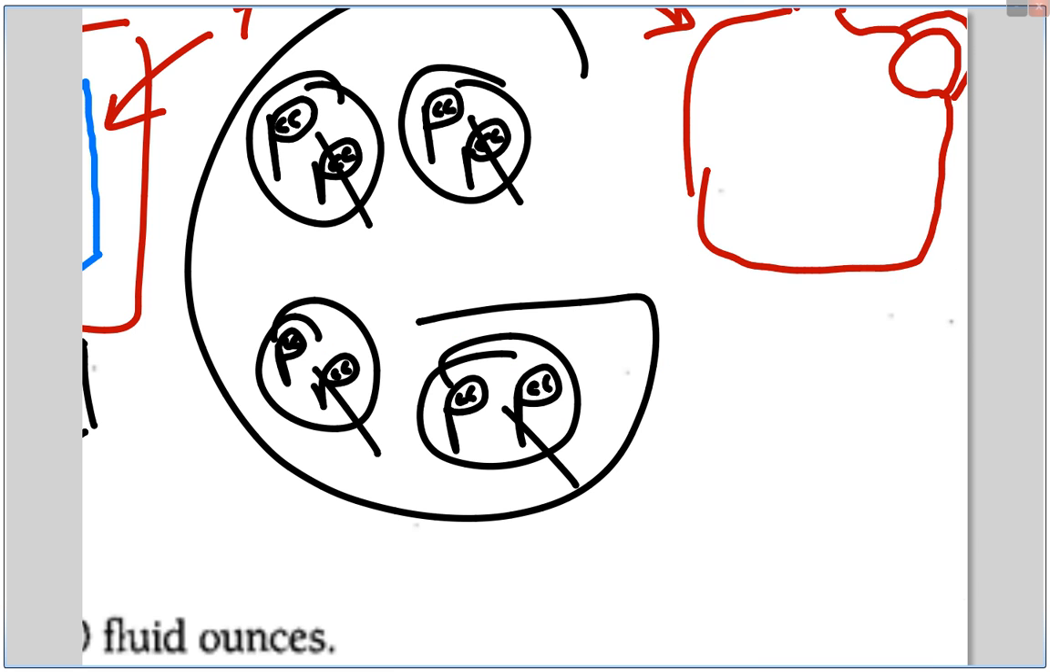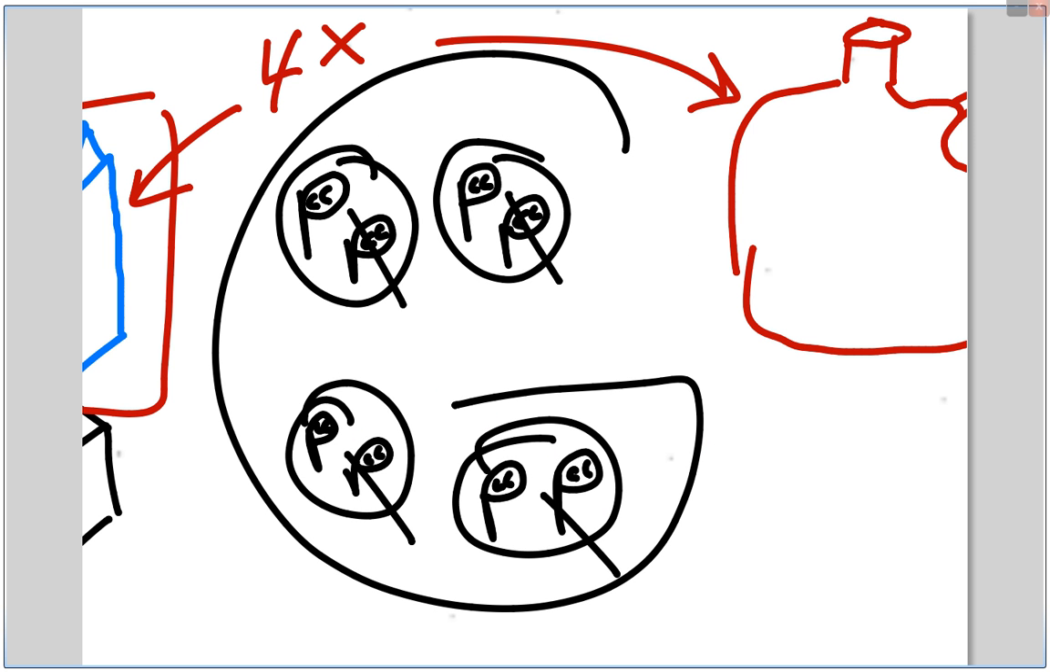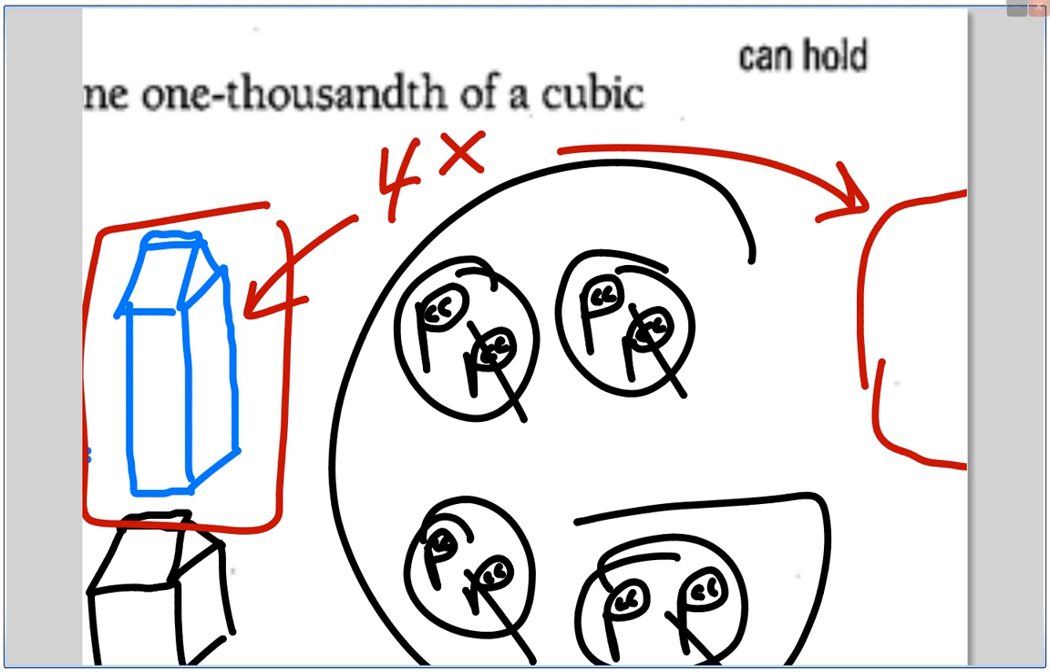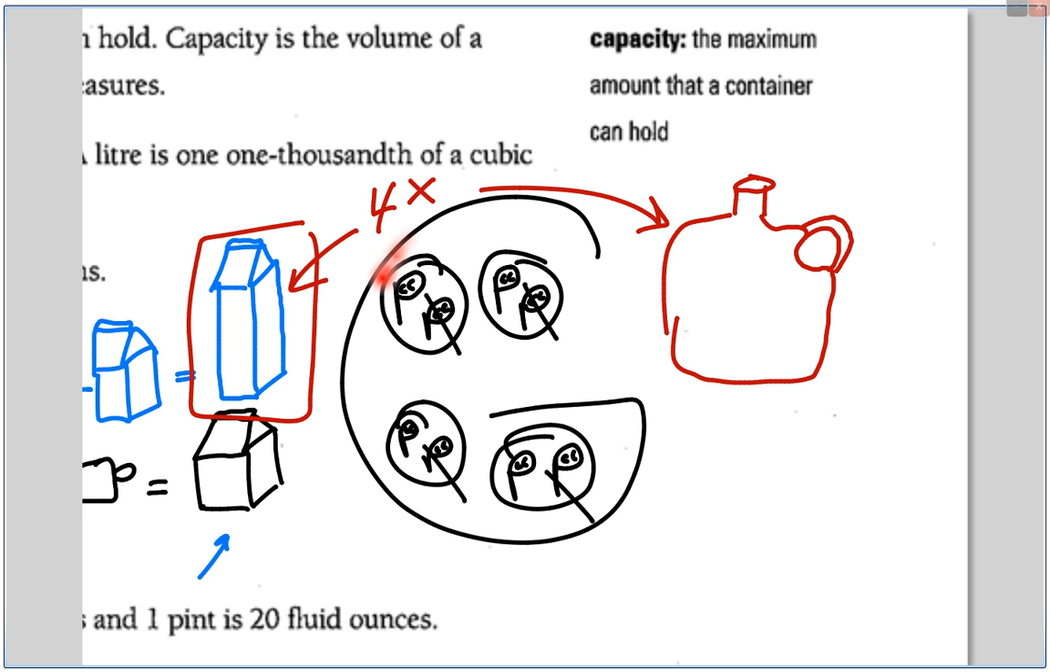But this picture of the G really does it justice here. So the big gallon, and inside the big gallon is 4 quarts, and inside each quart is two pints, and in each pint is 2 cups. So to ask how many cups in a gallon, you go 2, 4, 6, 8, 10, 12, 14, 16. There's 16 cups in a gallon.